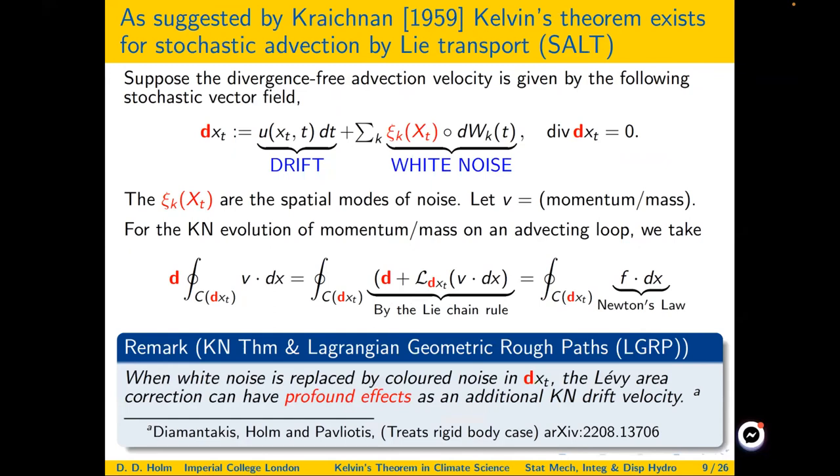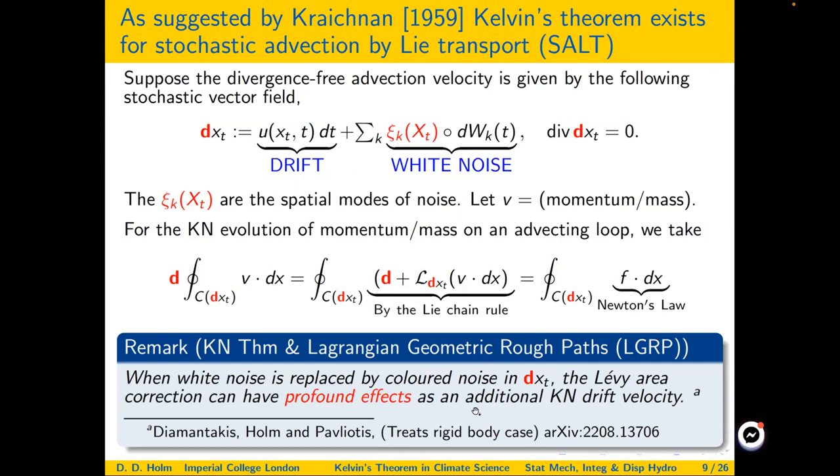However, the climate is likely to be not Brownian motion. It's likely to be something that may have some colored noise in it. And then this dx of t will have corrections in it. The one correction is called the Levy area. And so there's an issue about whether the fluctuations would be Brownian or not. If they're not Brownian, then this needs to be added to the model.